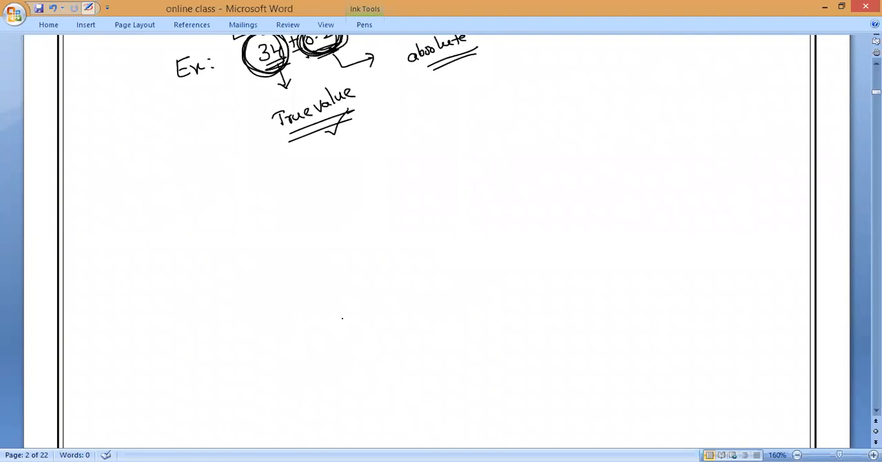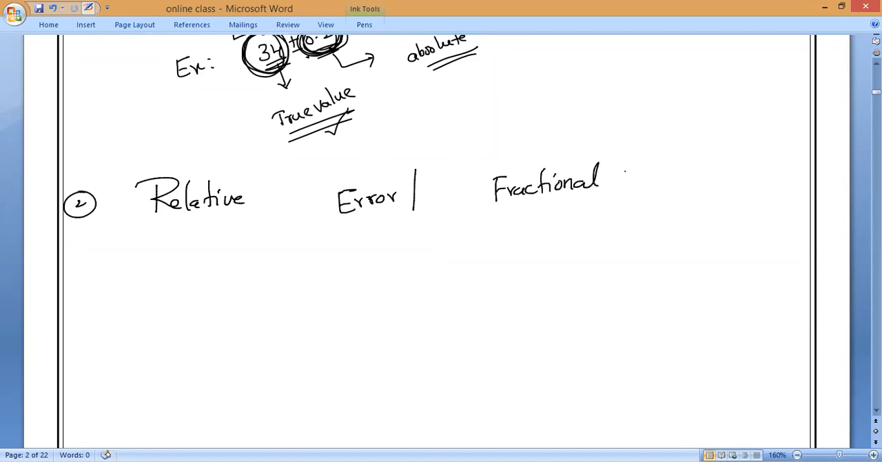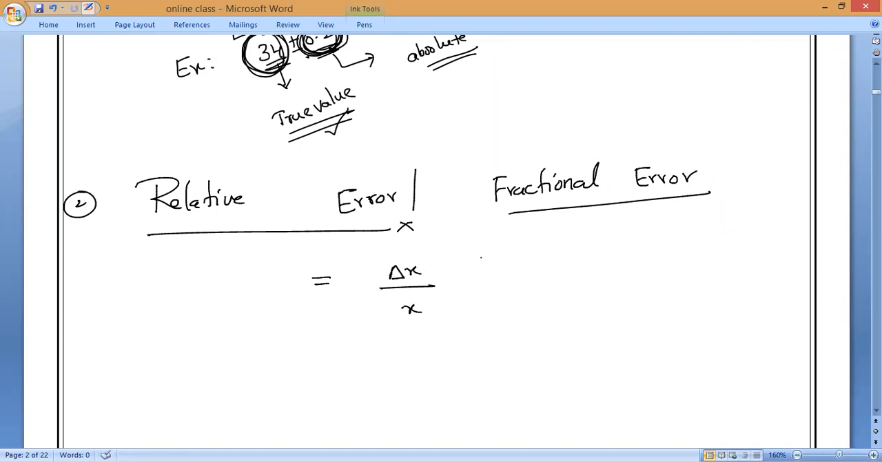Next, this is the first type of error, absolute error. The second type of error is relative error, or fractional error. Very interesting questions come from this error analysis, a very important topic. Fractional error means delta x divided by x. Delta x is what we have done till now, the mean absolute error.